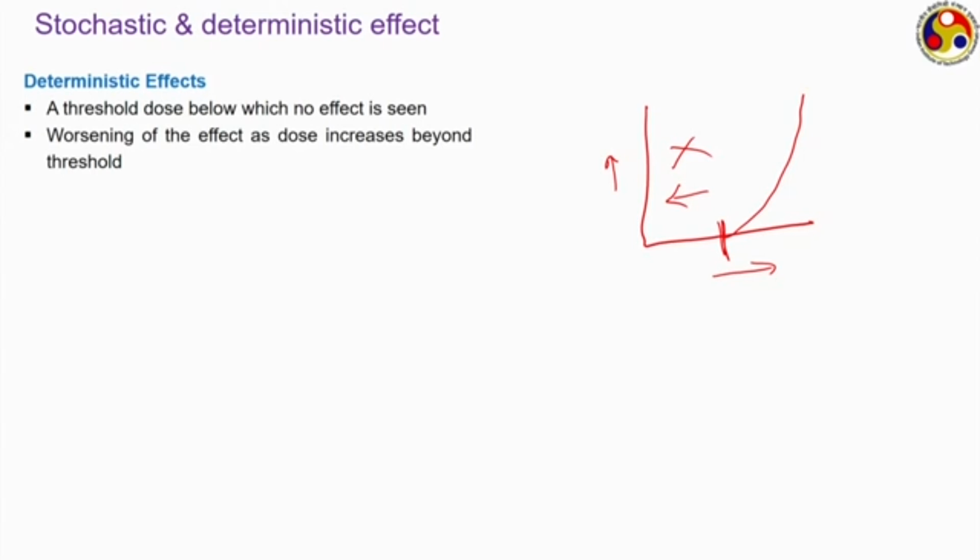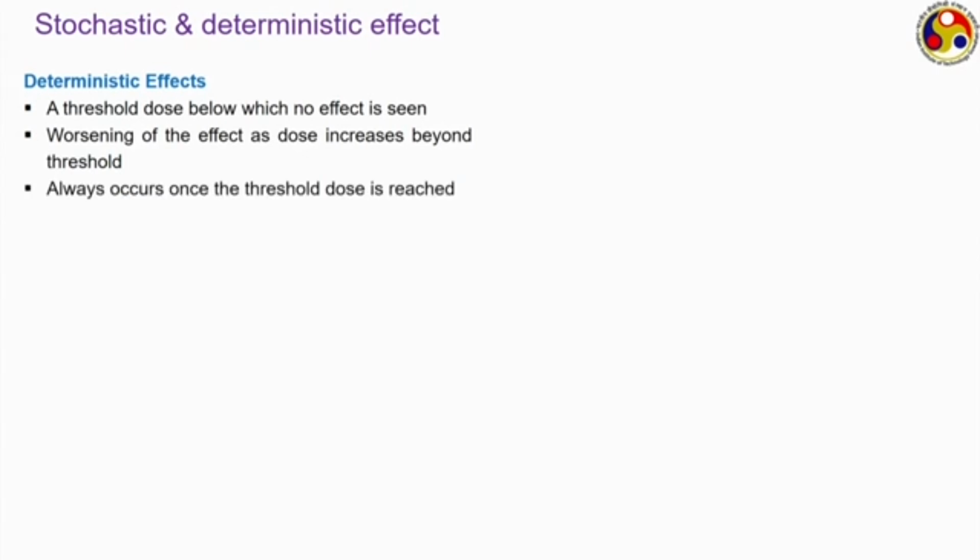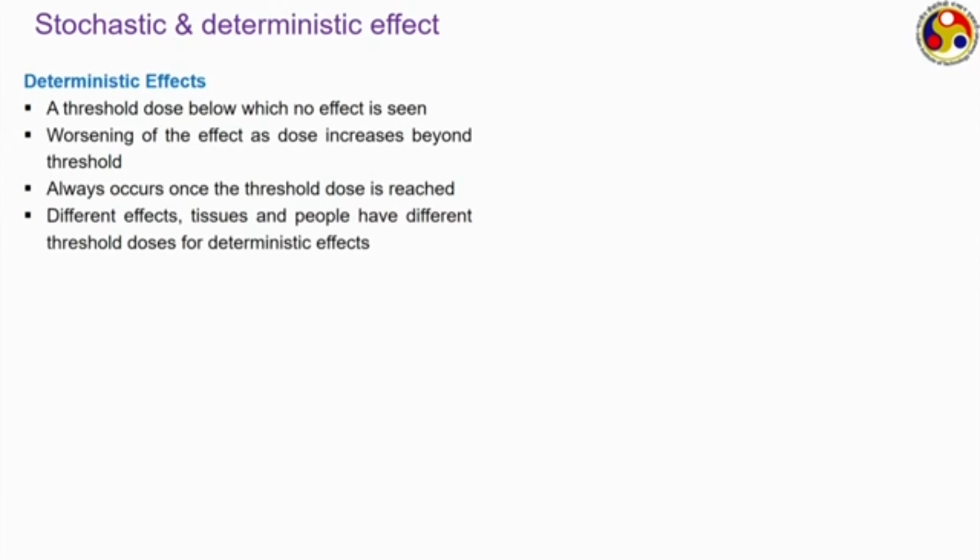Yes. So, this is what we call the deterministic effect. Deterministic effects generally are immediate effects or short term effects. Once the threshold is reached, they are guaranteed to appear, and also the threshold value actually depends upon the particular person or particular place which is subjected to radiation, because different persons, or in fact the different tissues of the same person, have different values for this threshold, and also which kind of effect is going to appear, accordingly the threshold is also going to vary.